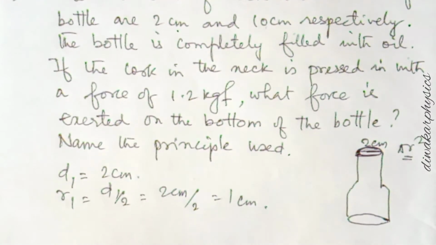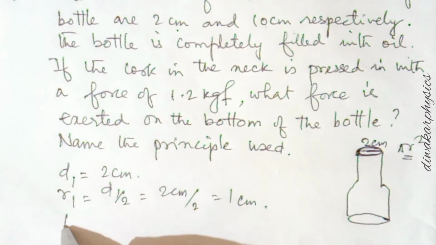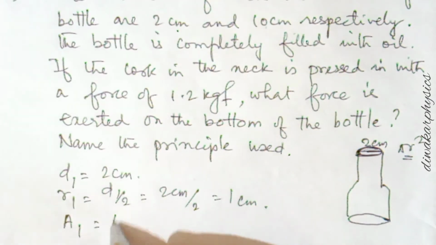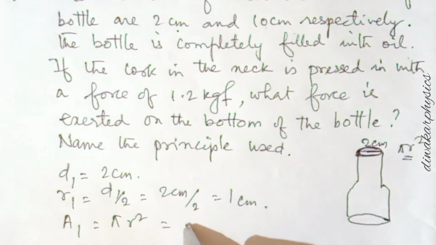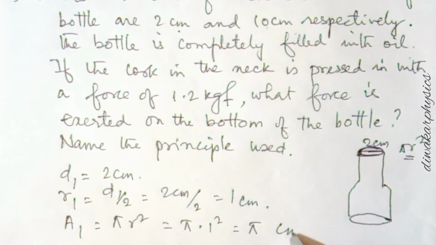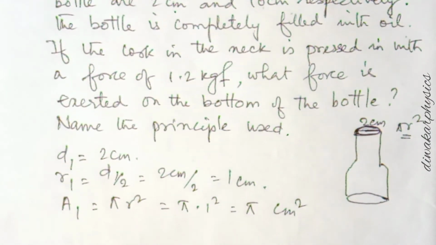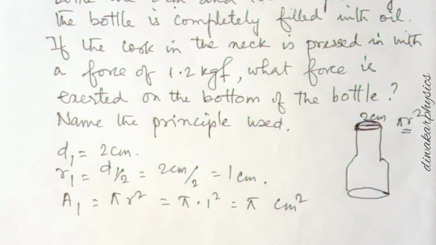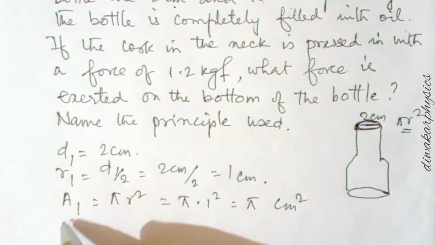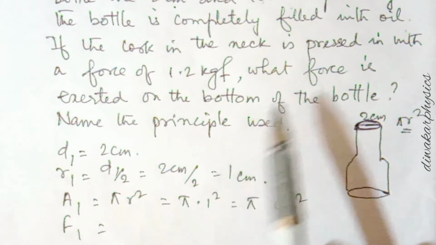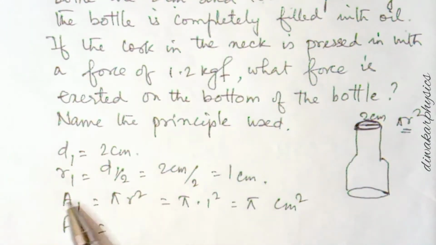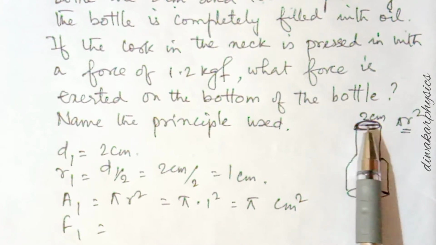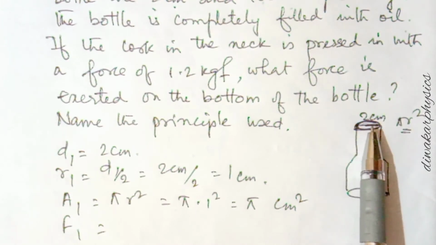Then we have got area 1, pi r square, pi 1 square. So keep it pi only, because it will be cancelled. Okay, when you take A2, then it will be cancelled. So no need to use the value of pi, keep as pi only. Then what is F1? So we have got area 1, this area. So what is the force acting on this area? So that will be F1.